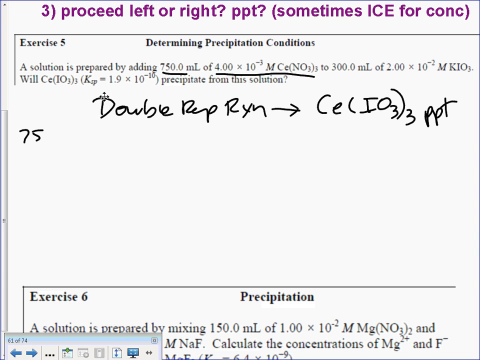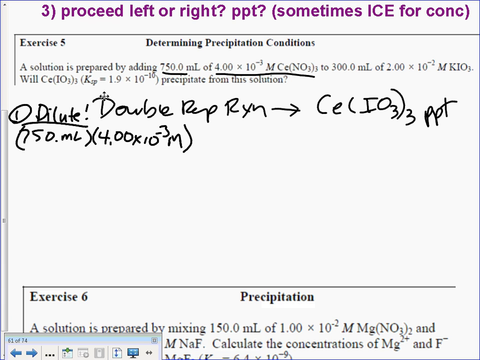So step 1, dilute. 75.0 milliliters times 4.0 times 10 to the negative third molar, divided by, what's our total volume?